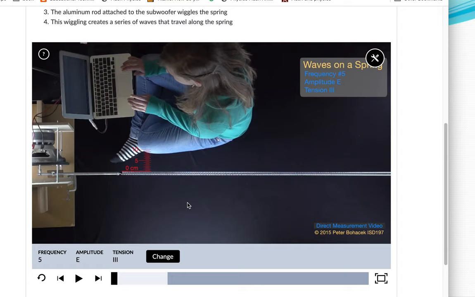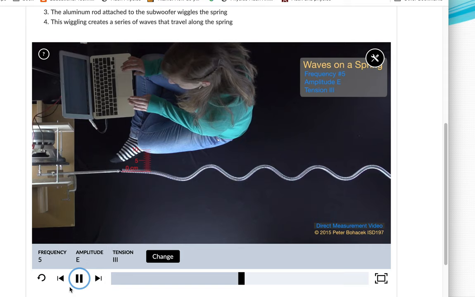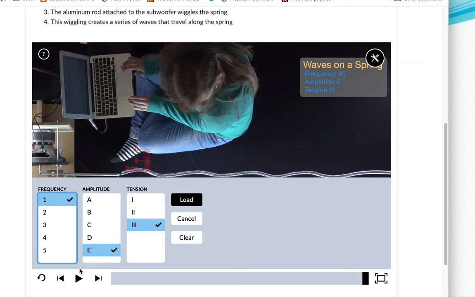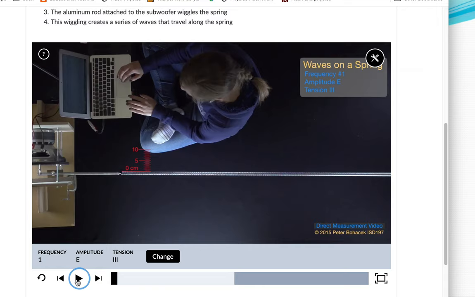By changing the tension, I'm pulling the spring tighter. Now, if I make 5 waves here, those waves seem like they did move faster. In fact, they moved so fast that they came back. Did you guys notice that? Let me just play that again. Actually, let me just play 1 wave. All right, let's load this. So we can kind of see the speed. That's 1 wave per second.